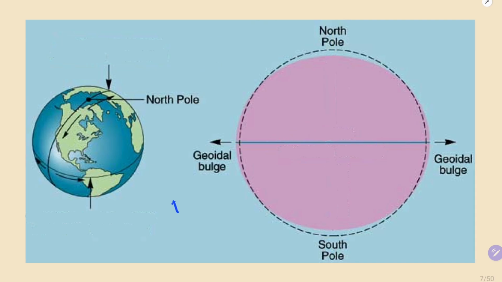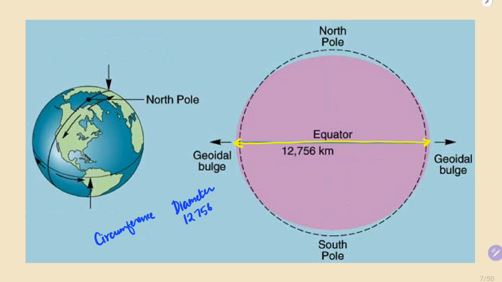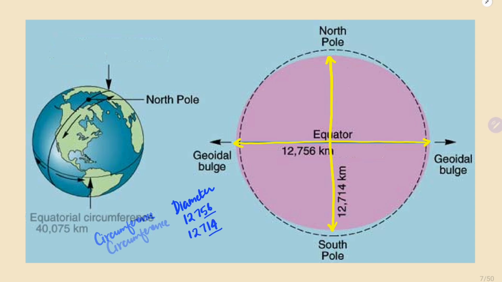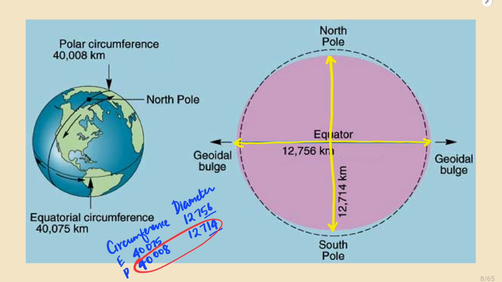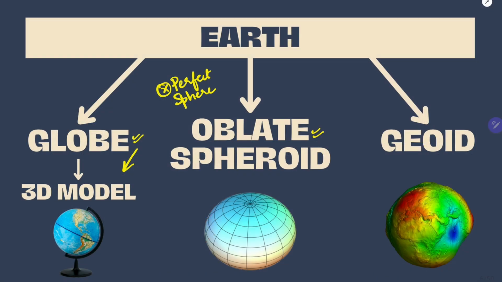This concept becomes clearer when we look at the diameter and the circumference of the Earth. The Earth's diameter at the equator is 12,756 kilometers, while at the poles it is slightly shorter at 12,714 kilometers. Similarly, the equatorial circumference is 40,075 kilometers, while the polar circumference is 40,008 kilometers. This proves that the Earth is in fact flattened at the poles while it bulges at the equator. This unique shape of the Earth is called a geoid, which means Earth-like shape.